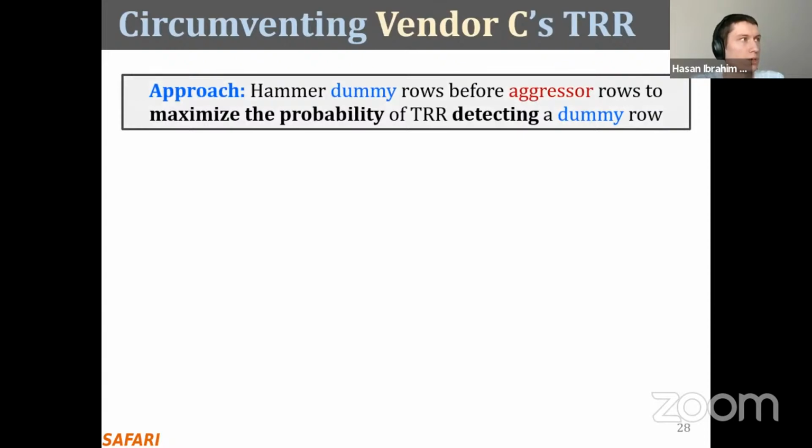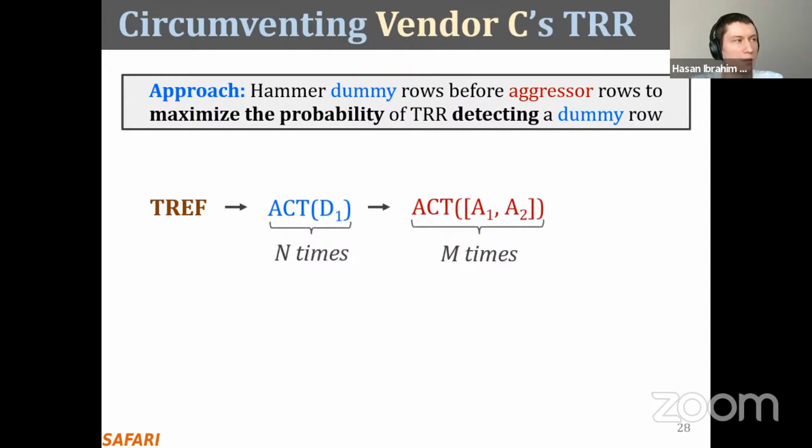Okay, so our approach is to hammer dummy rows before aggressor rows to maximize the probability of TRR detecting a dummy row. So we said that only the first 2K activations can be detected, right? And this is exactly what we do. So we activate a dummy row n times, and this n is as close as possible to 2K, right? So it could be smaller as well.